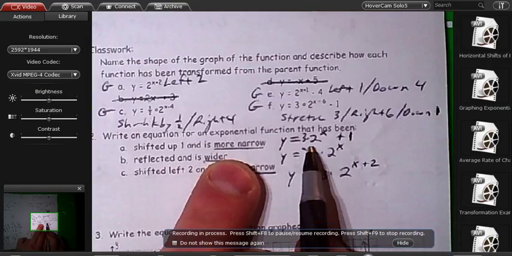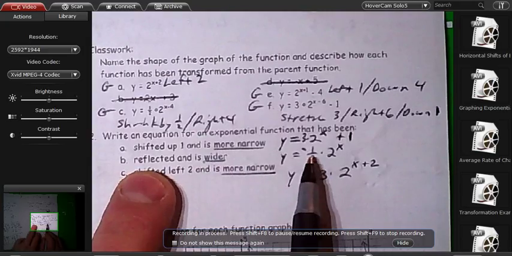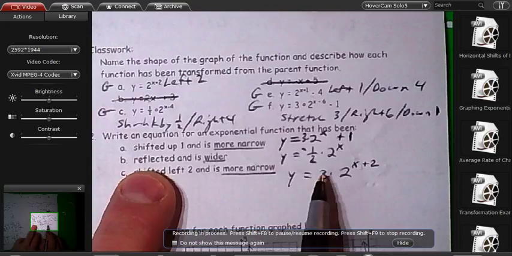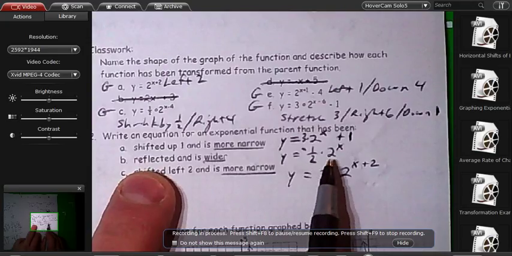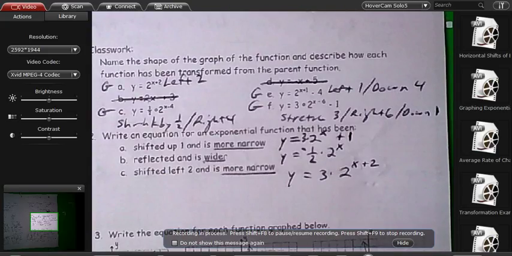All right, the next one. Reflected and wider. So if it's reflected, I need a negative. If it's wider, I need a fraction less than 1. So what's a fraction less than 1? How about 1/2? And then times 2 to the x. That's all I need. So make sure when you're writing the equation that you write y equals, or you could say f of x equals, and then you're going to have a base of 2 if it's growth. If it's decay, you would have maybe a base of 1/2 for the parent. And then whatever the transformations are, you put those in the proper place.